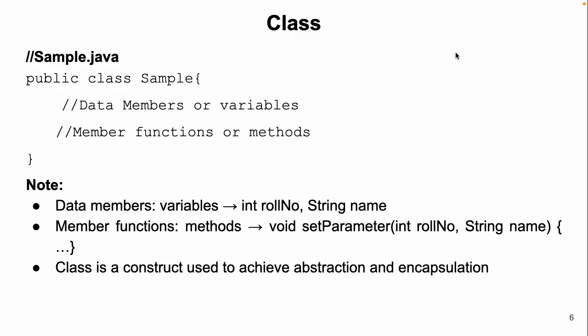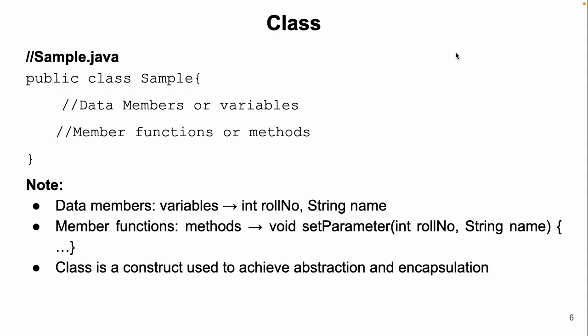So today we are going to see about constructors. Before that, let's go through the class. This is a simple structure of a class in Java programming. So public class, class name. Here it is Sample, and inside that class we have our data members and member functions.